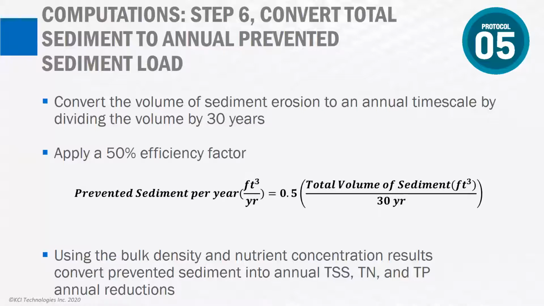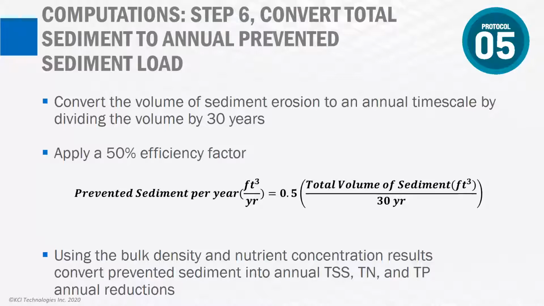So the result of comparison of the existing conditions to equilibrium conditions will result in a total volume of sediment. It's assumed that it would take a stream 30 years to actually reach these conditions, which is why the total volume that's calculated has to be divided by 30, and that would result in an annual prevented sediment per year. And then you would apply a 50% efficiency, just like you did for Protocol 1, which is assuming that the proposed restoration will really be 50% effective at reducing the erosion.